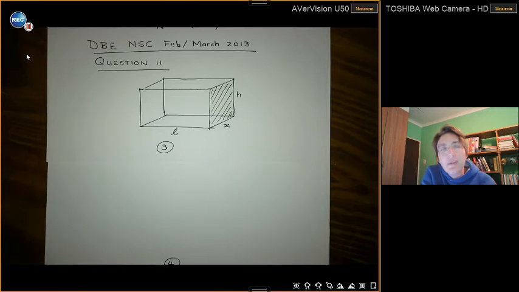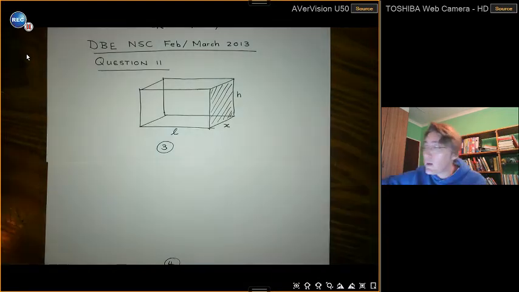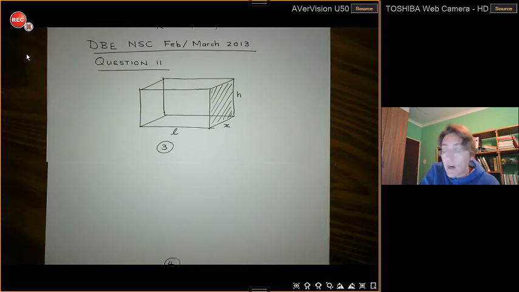Right, this is the second part of the memo on the worksheet with extra examples on optimization, rates of change, and calculus of motion. So this particular one is question 11 in the Department of Basic Education, National Senior Certificate, February-March 2013. And that is going to appear in your worksheet on page 2, right at the bottom. So in your worksheet, page 2, right at the bottom.